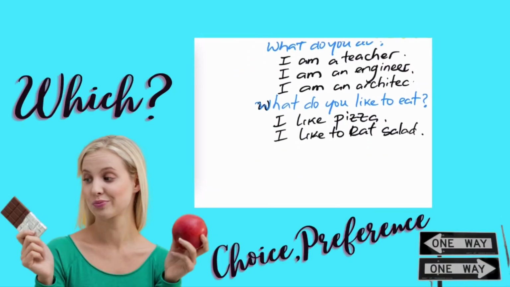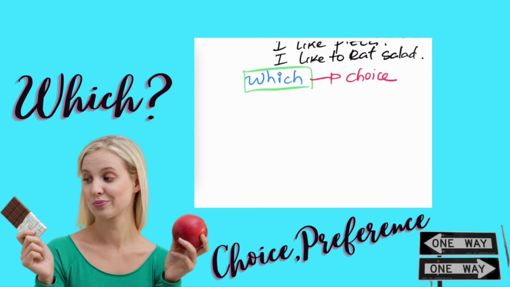Which. You see, whenever we use which, it's when we are talking about choice. When we talk about choice, to choose, to select, to make a selection. You see? And you can even talk about maybe preference, right? Maybe we're talking about preference.